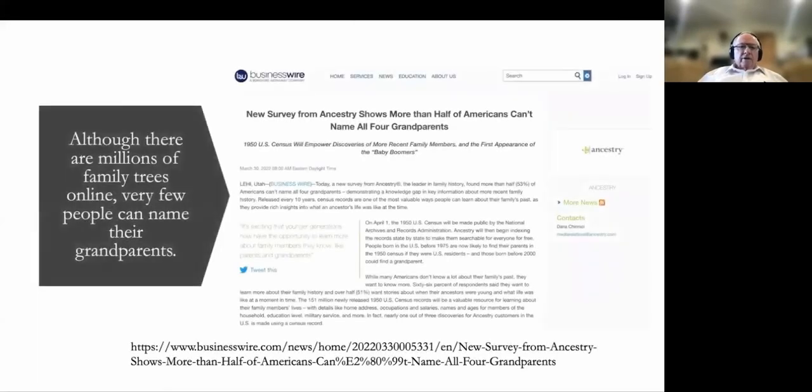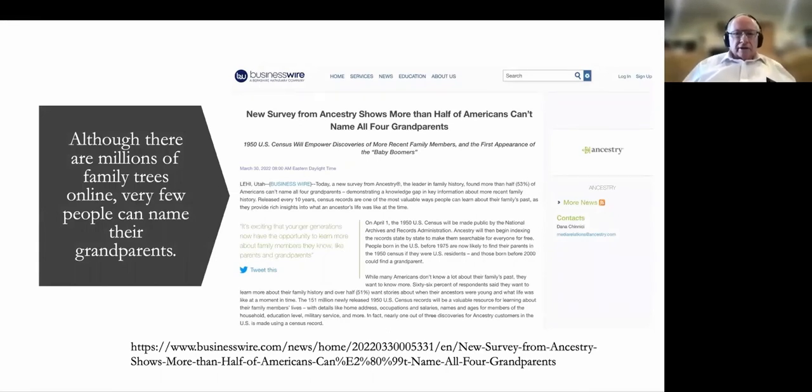So there's a survey that was taken here in the United States just recently. This just came out not too long ago. This one was in 2000-something, but they just keep having them all the time. There was one done recently by Ancestry that came up with the same results. More than half of the people in the United States can't name all four of their grandparents. They just don't know who they are. They can't give them a name.